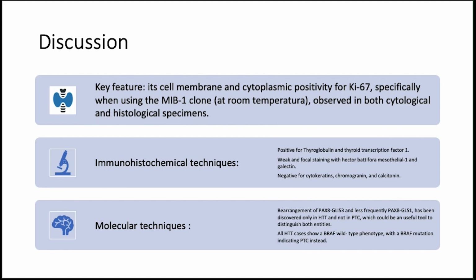Recently, a rearrangement of PAX8 with GLIS3, and less frequently PAX8-GLIS1, has been discovered only in hyalinizing trabecular tumor and not in papillary carcinoma, which could be a useful tool to distinguish both entities. All hyalinizing trabecular tumor cases showed a BRAF wild-type phenotype, with a BRAF mutation indicating papillary carcinoma instead.